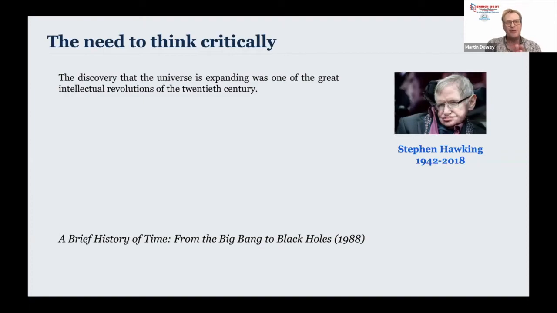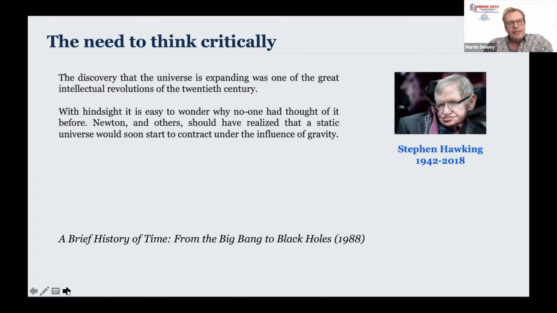So one of the points that he makes quite early on in his book is that the discovery that the universe is expanding was one of the great intellectual revolutions of the 20th century. Nothing necessarily very surprising about that. But the point that he made was that with hindsight, it's easy to wonder why no one had thought of it before. So Newton and others following Newton should have realized that a static universe would soon start to contract under the influence of gravity, but didn't. It took until the 20th century.